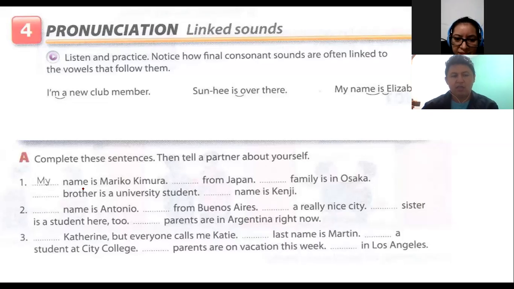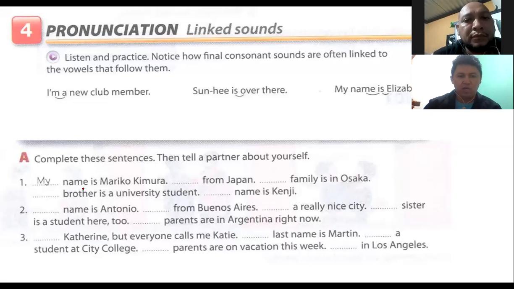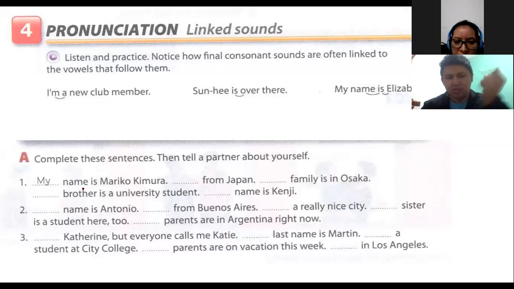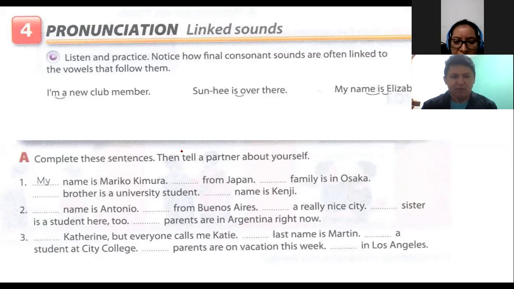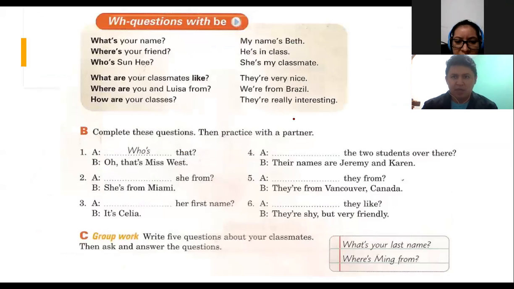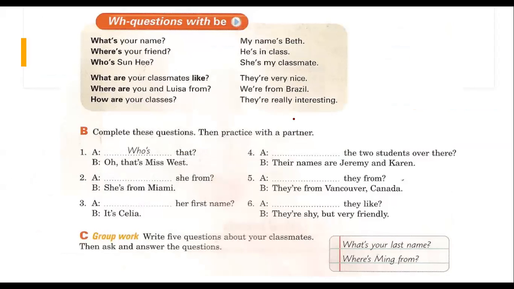Okay? They say, my name is Mariko Kimura. I'm from Japan. My family is in Osaka. My brother is a university student. His name is Kenji. They go just like this, como que los van siguiendo. All right? Faster than the guy from La Pampa. Right? But we have to keep this quick. It's 9:57. It's almost time to say goodbye. But this is not over until the clock says otherwise.